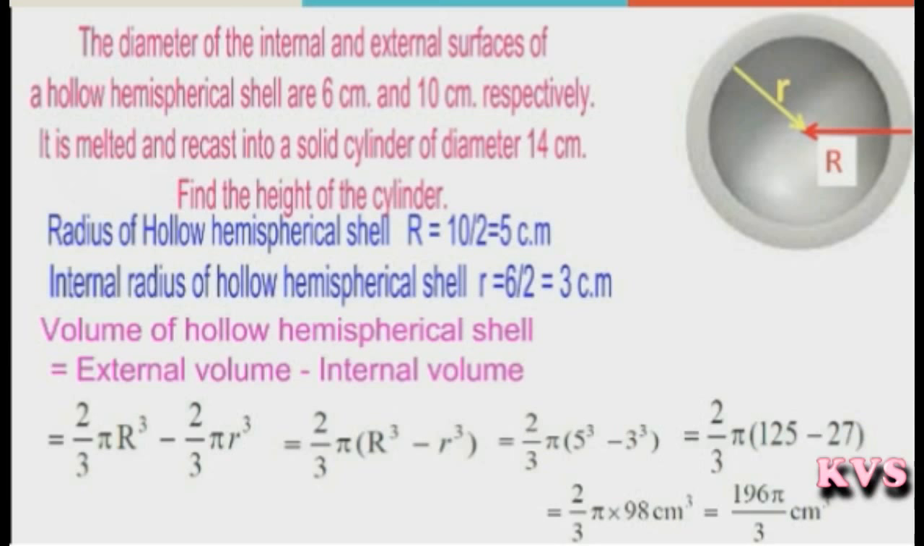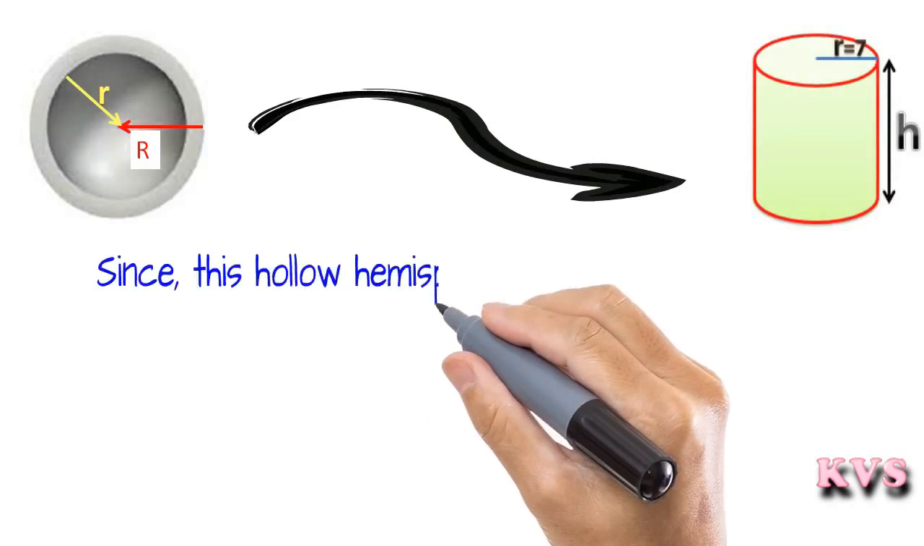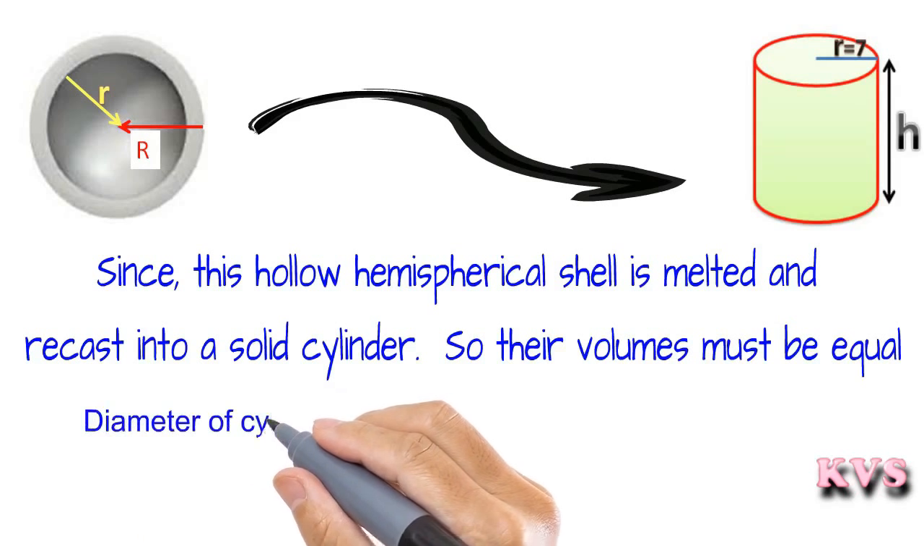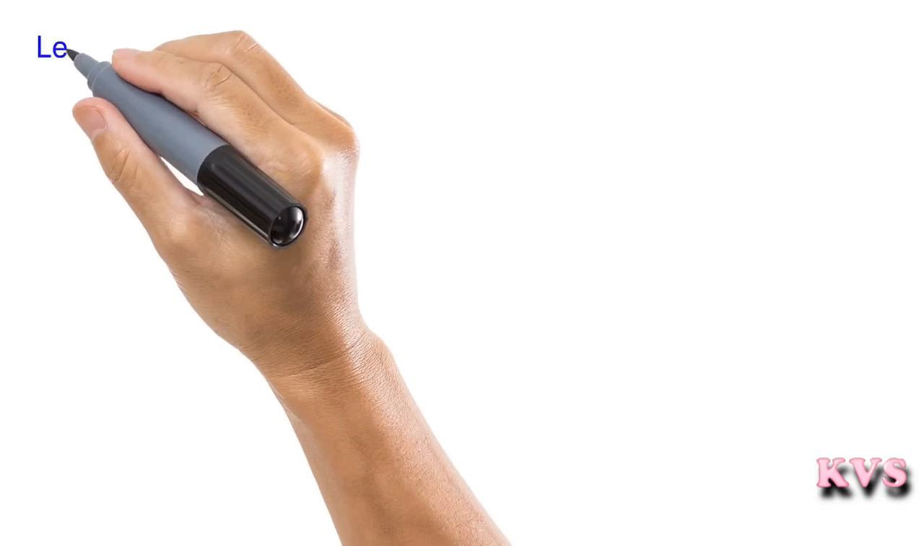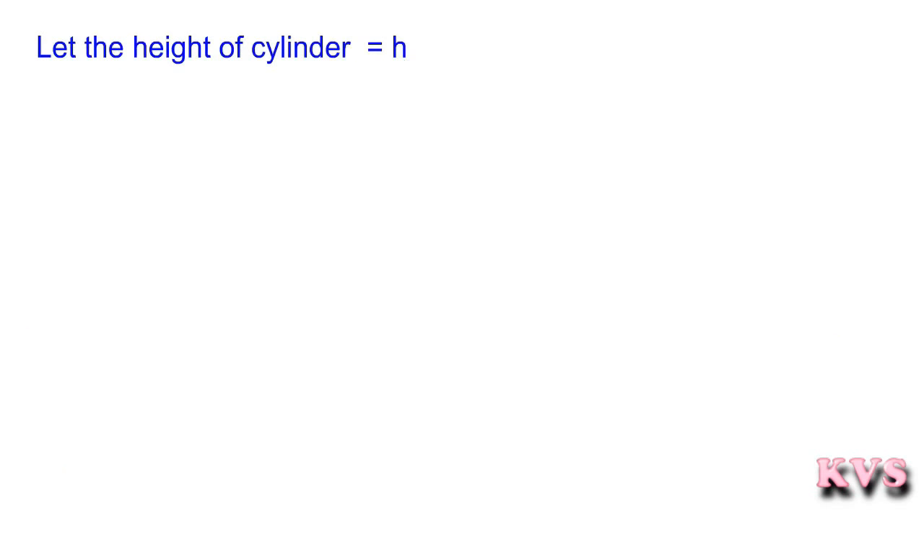Since this hollow hemispherical cell is melted and recast into a solid cylinder, so their volumes must be equal. Diameter of cylinder is equal to 14 centimeters. It's given. So the radius of cylinder is equal to 14 by 2 equal to 7 centimeters. Let the height of the cylinder be h.